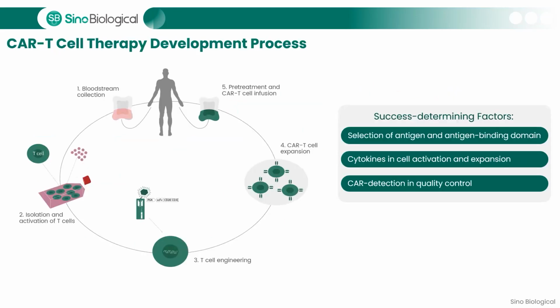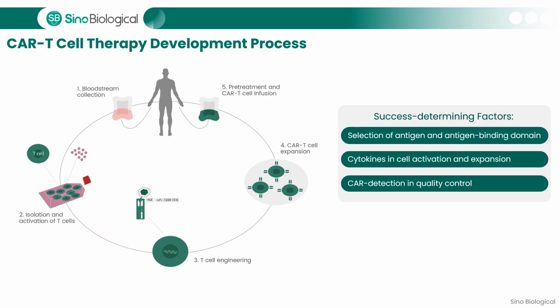CAR T-cell therapy has been rapidly developing in recent years. Unlike traditional cancer therapy, CAR T-cell therapy is considered a living drug and personalized therapy, which uses the patient's own immune T cells to attack cancer cells. The entire process of the CAR T therapy can be divided into these 5 steps. In the first step, the T cells are collected and isolated from the peripheral blood of the patient or other allogeneic donors.